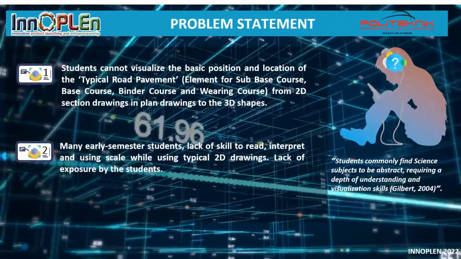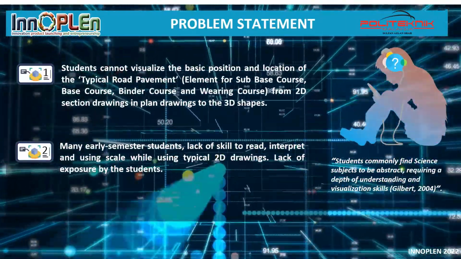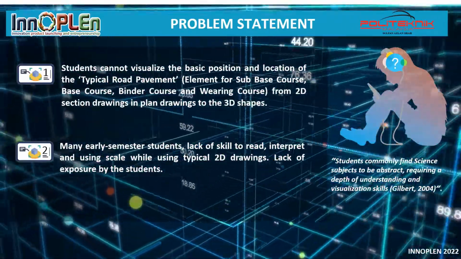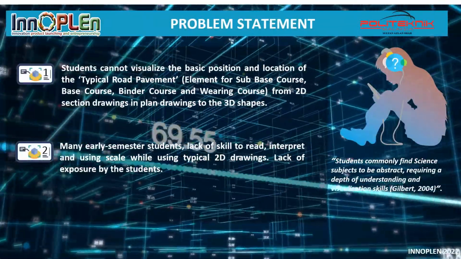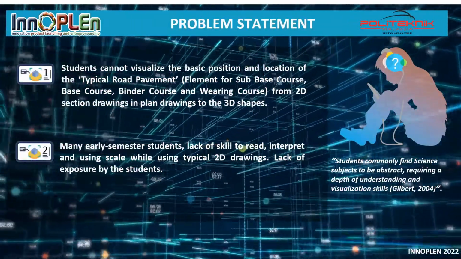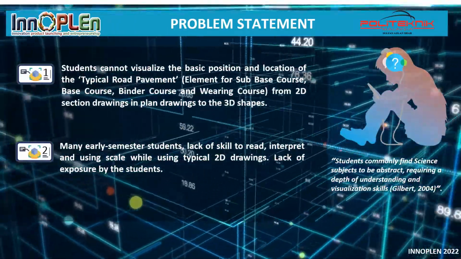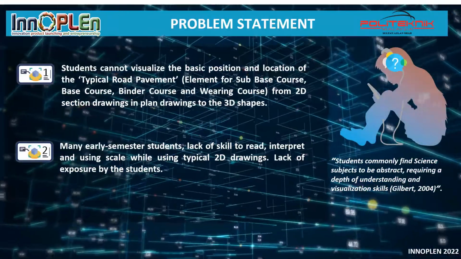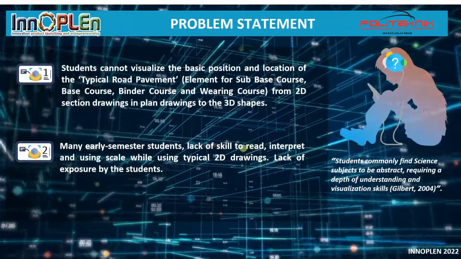Problem statement. Students cannot visualize the basic position and location of the typical road pavement elements, for sub-base course, base course, binder course and wearing course, from 2D section drawings and plan drawings to 3D shapes. Many early semester students lack the skill to read, interpret and use scale while using typical 2D drawings. There is also a lack of exposure for the students.